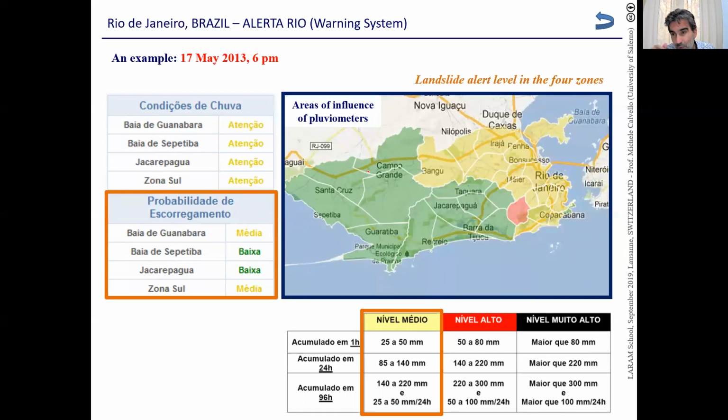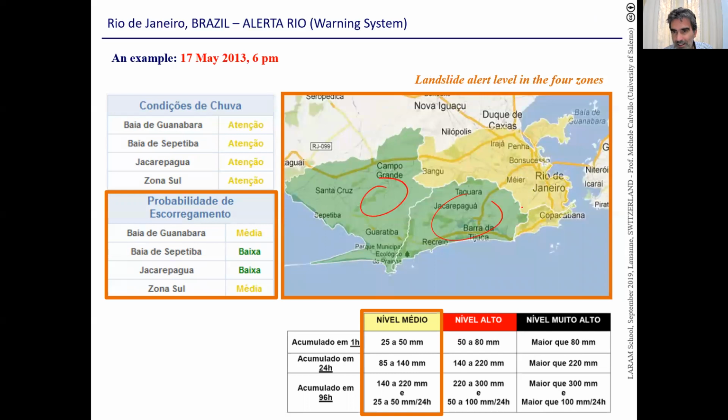And you can see that, this is something that I got as information, but that's not where the warnings are issued. If you're looking at a specific rain gauge, there is one rain gauge here, I guess it was on top of the Tijuca Massif in this case, where the red threshold has been overcome. Yet, if you go back, the yellow is the color of the general warning for both Zona Azul and Baía de Guanabara, for those two areas.